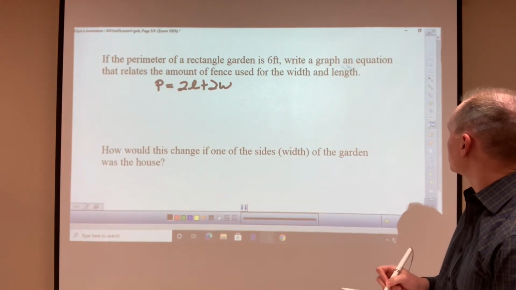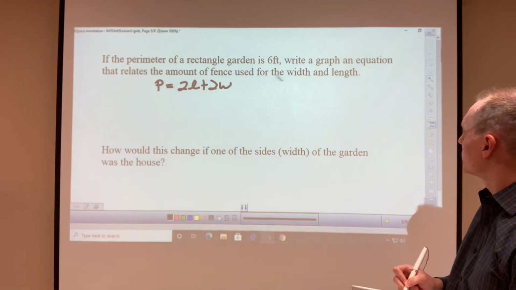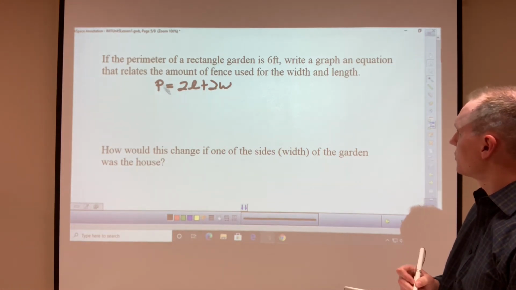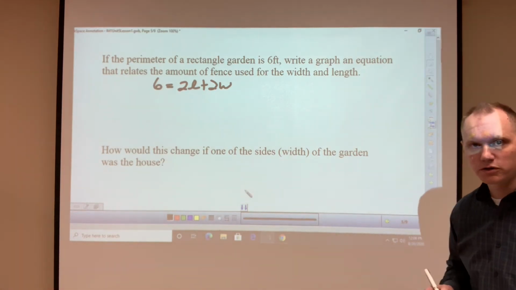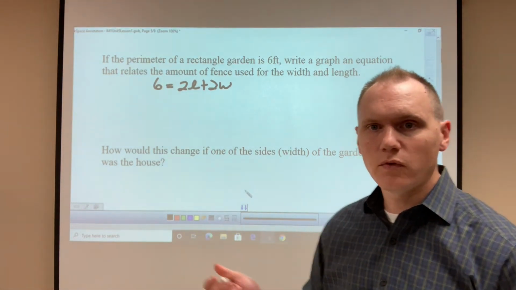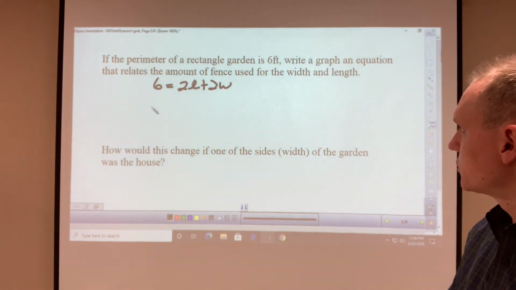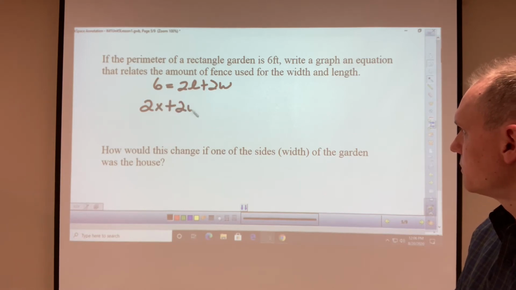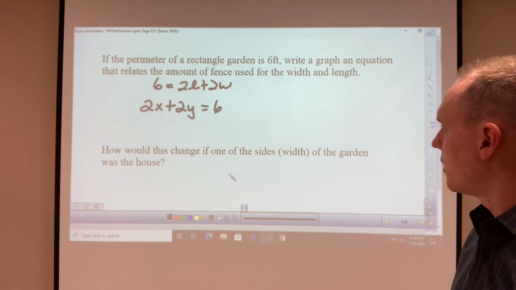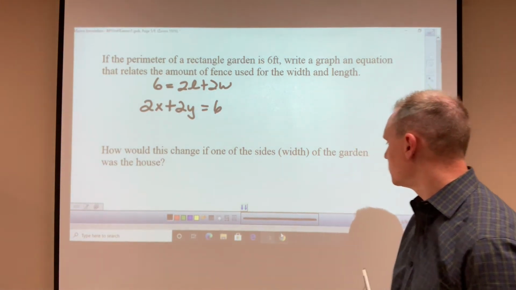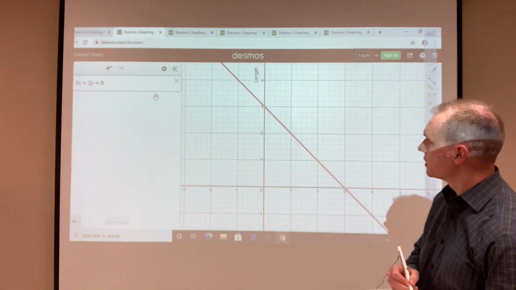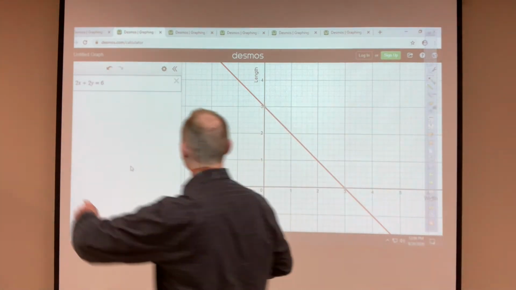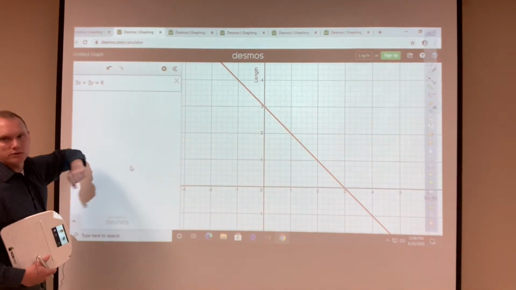All right, so let's write an equation. What's the amount of fence used for the width and length? So we know the perimeter is 6, so we can go ahead and fill that in. P is 6, and now we've got an equation. It may not look like the same form. Maybe we can reverse the order here, 2L plus 2W, and you can even use X's and Y's if you want to. I like to use L's and W's, but when you go to type it in on something like the calculator or on Desmos, notice here it says 2x plus 2y equals 6.